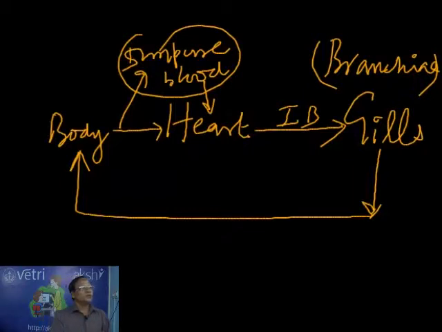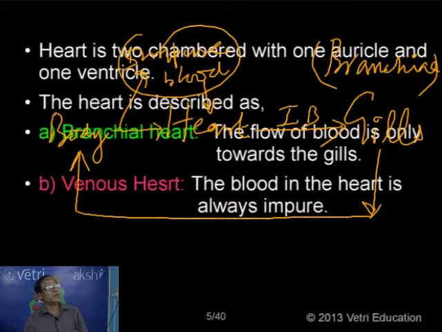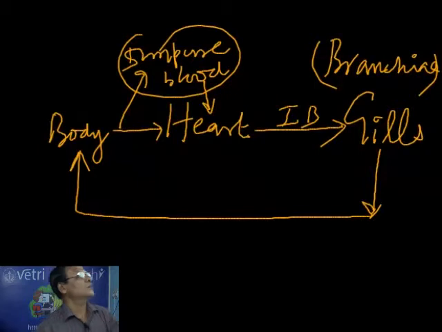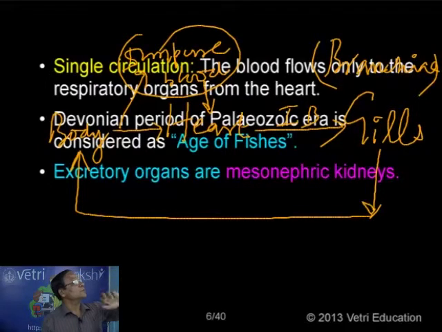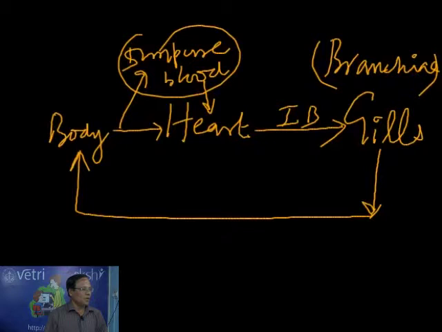Then, it's also called single circulation, unlike the double circulation. So what is the meaning of single circulation? Here the blood from the body reaches the heart. From the heart the blood reaches the gills. From the gills the blood never returns to the heart, it is directly transported to the body. Such a circulation is called single circulation, unlike the double circulation.